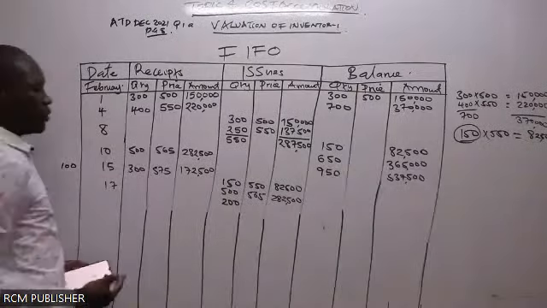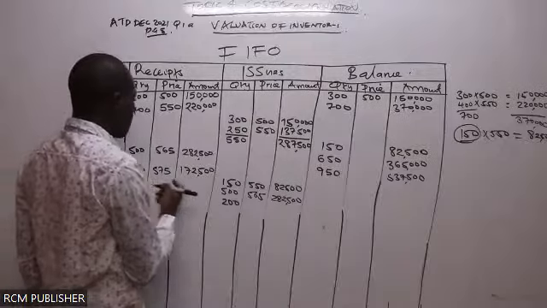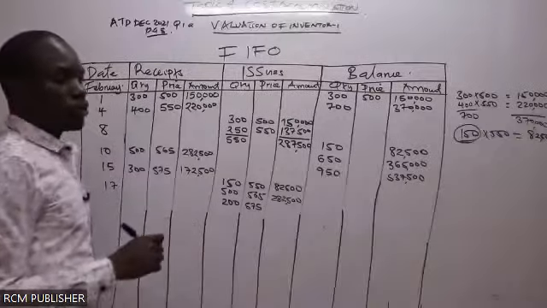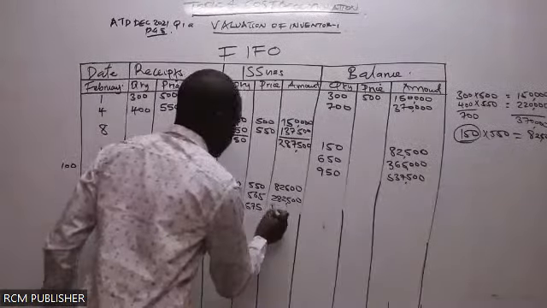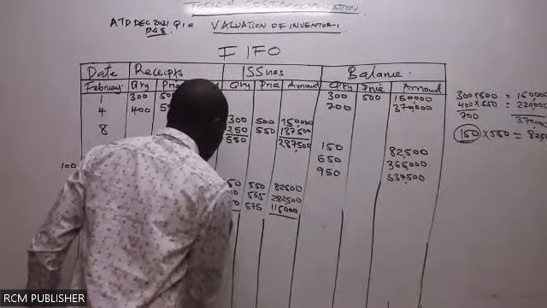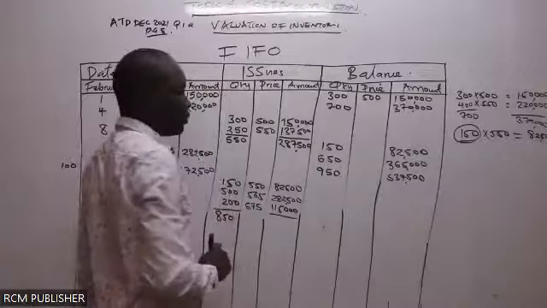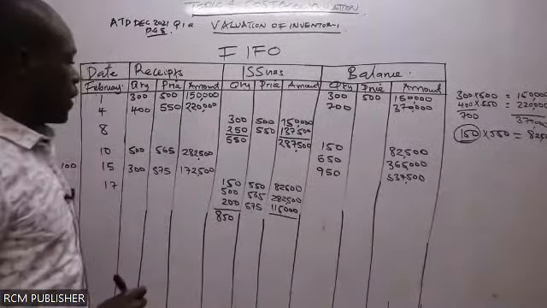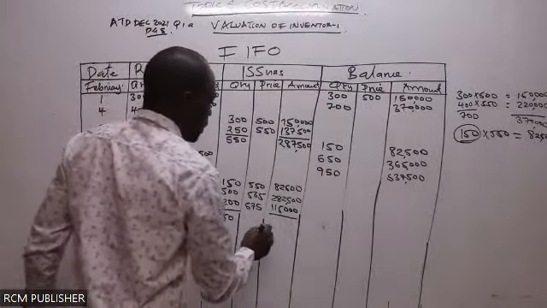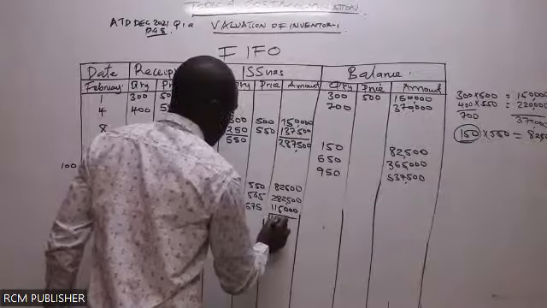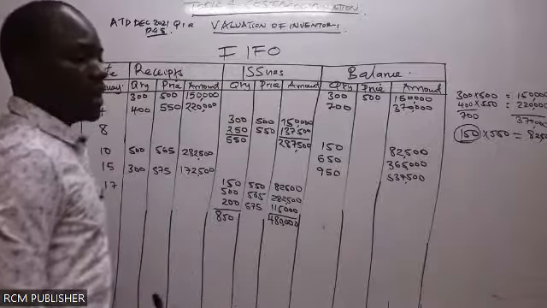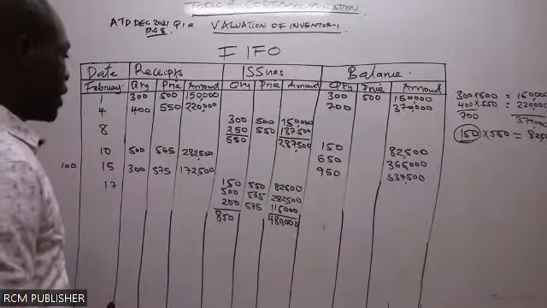So let's now distribute. This 200 was brought in at 575. So 575 by 200, how much do we get? 115,000. Add everything so that we ensure we've taken away the 850, which we were told. If I take away 850 in terms of value, what am I taking away? 480,000. I'm taking away 480,000.